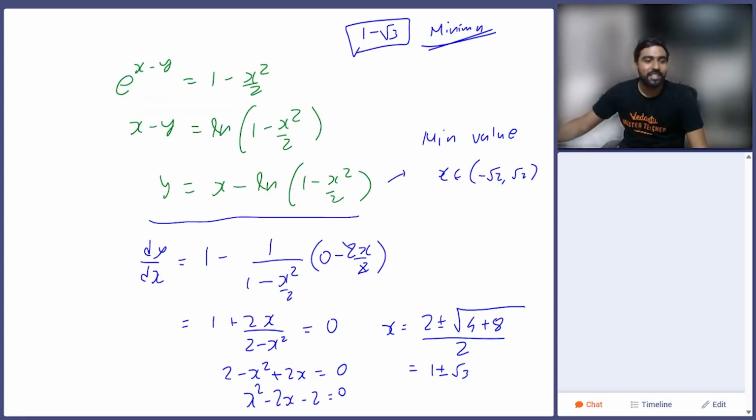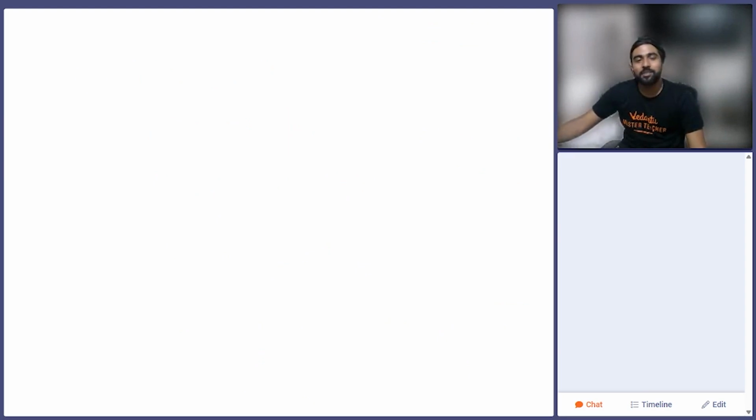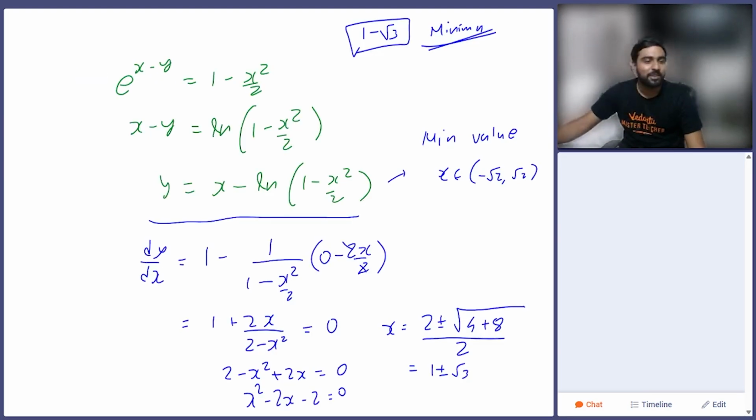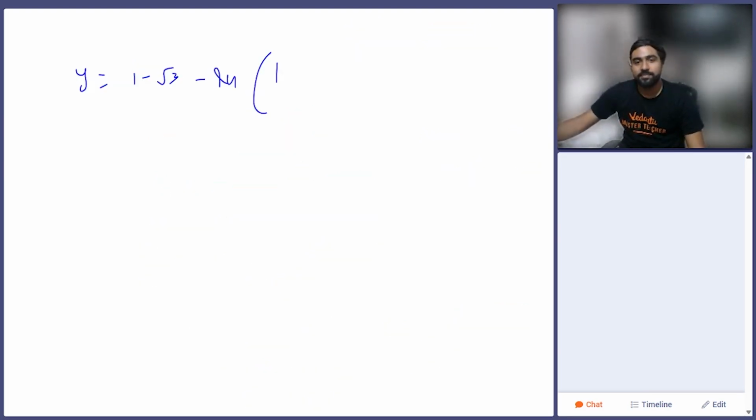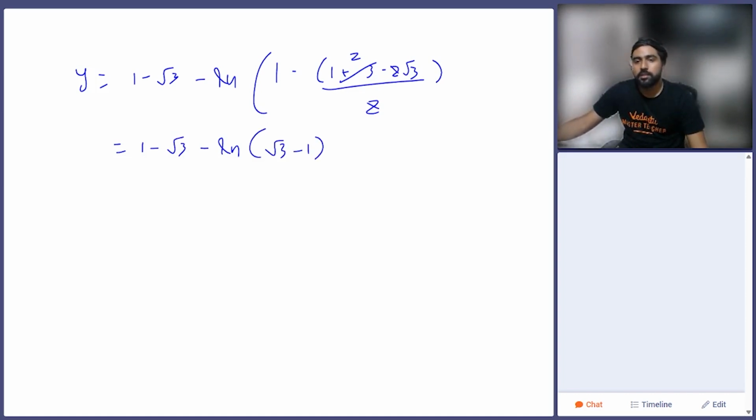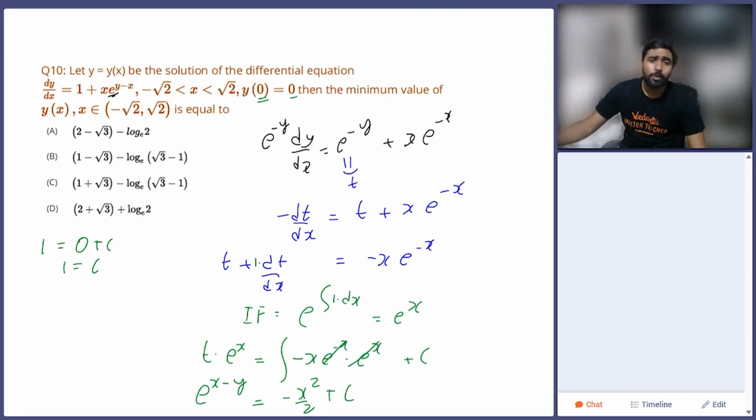So basically in this function, now I need to substitute x is equal to 1 minus root 3. So basically 1 minus root 3 minus ln of the square of 1 minus root 3, divided by 2. So this 2 cancels out. And what do you have? You have 1 minus root 3 minus ln of 1 minus 2, that's minus 1, root 3 minus 1. Hopefully we have an option. 1 minus root 3 minus ln of root 3 minus 1. Wonderful. Option B is the answer.